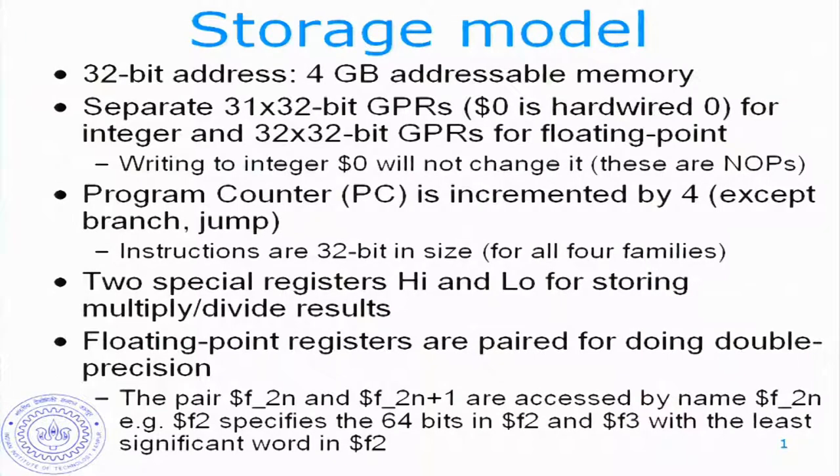These are the registers that MIPS has, just to remind you quickly. It has 32-bit integer registers, one of which is hardwired to zero. It has 32-bit floating point registers, two of which are paired to get double precision when you need. Other than that, you have the program counter, which is incremented by 4 on sequential instructions, meaning that your instructions are 32 bits in size. There are two special registers, high and low, for storing multiply and divide results.